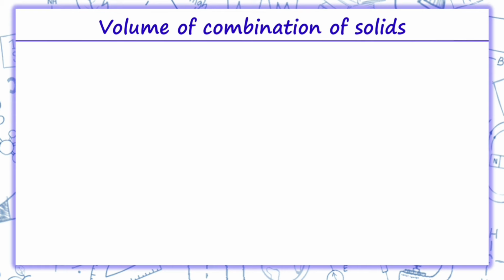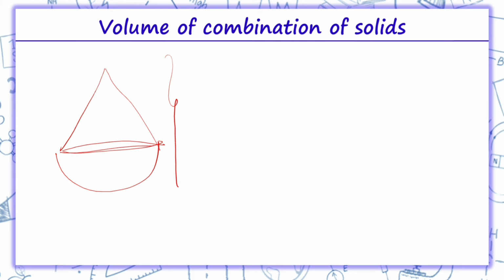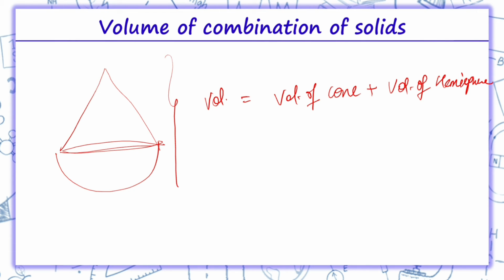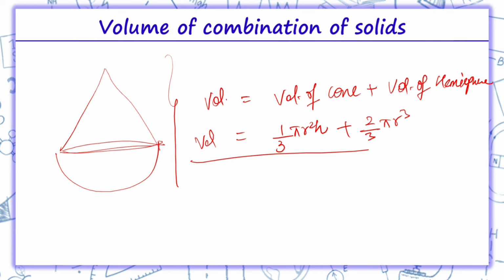Here the concept is that we are provided with a cone which is surmounted by a hemisphere. So the volume of the combination of the solid will be volume of cone plus volume of hemisphere. Then in the first part, we studied these formulas. Volume of cone is 1 by 3 pi r square h. Volume of hemisphere is 2 by 3 pi r cube. So this is how we have to apply the concept of volume of combination of solids.